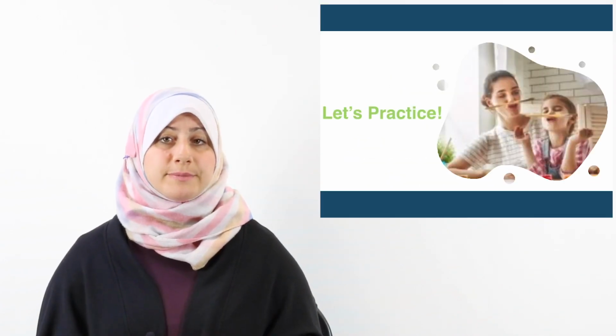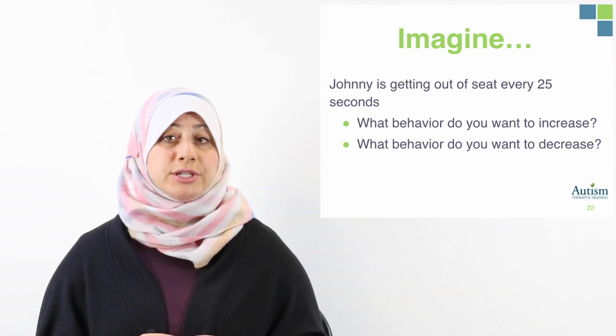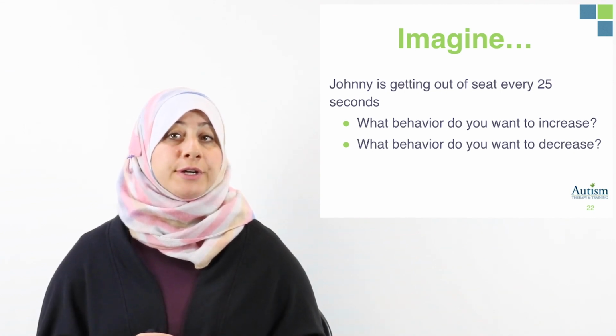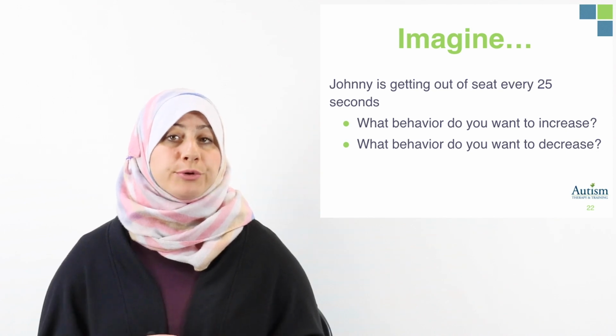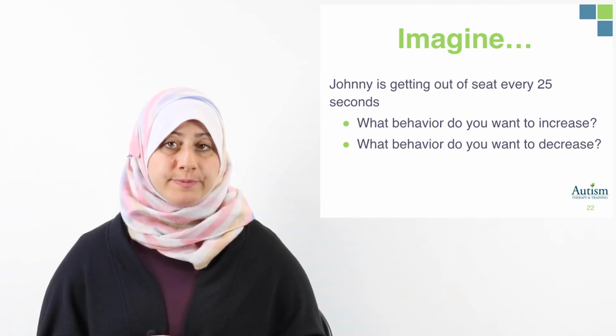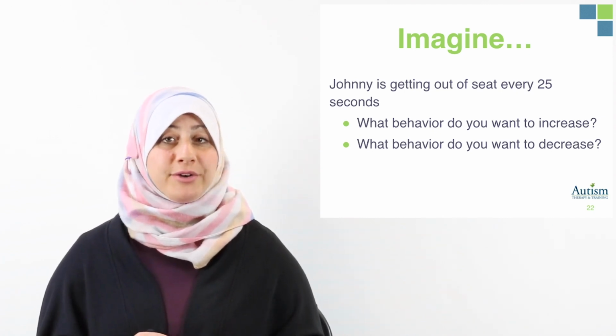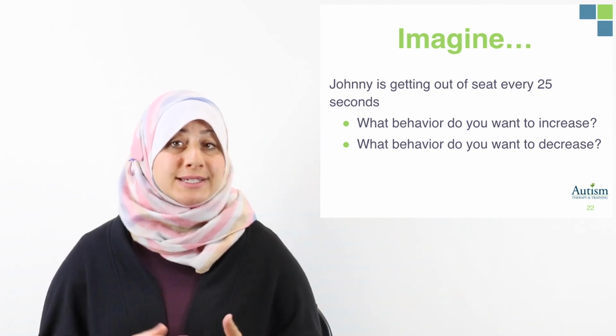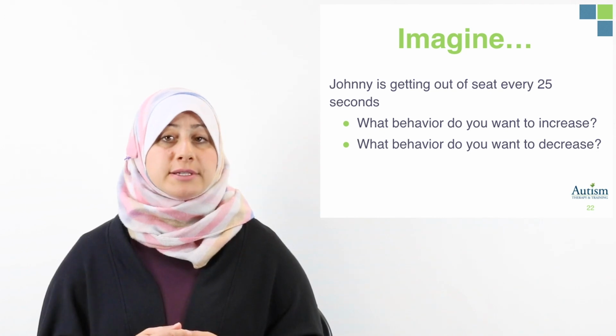So let's practice. Imagine Johnny engages in out-of-seat behavior. Data shows that he gets out of his seat every 25 seconds and roams around the room. The teacher will often guide him back into his seat. So what is the behavior you want to increase? If you said in-seat behavior, then you're right. So in-seat behavior would be that Johnny sits in his seat with his legs under the desk.